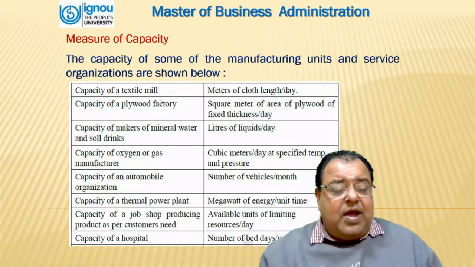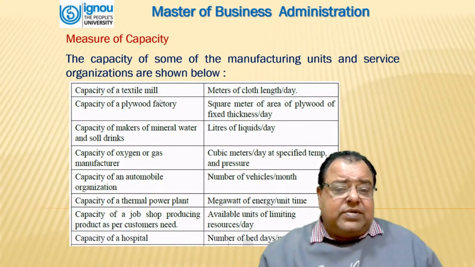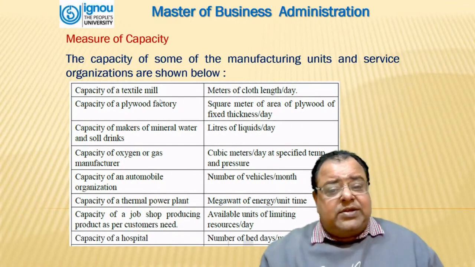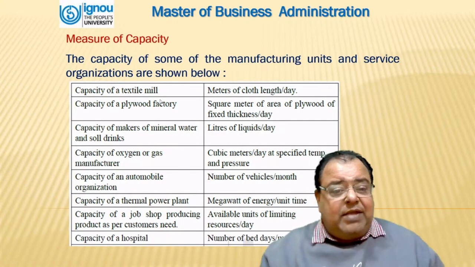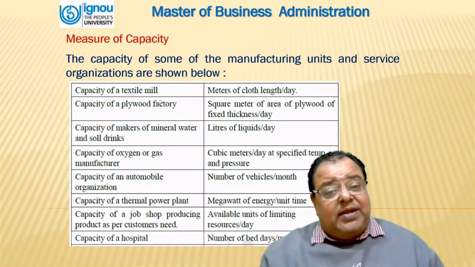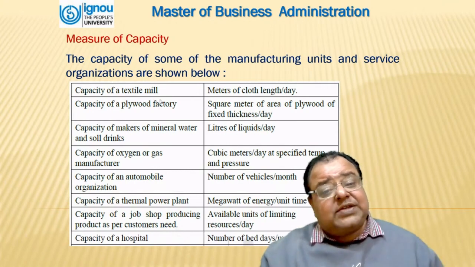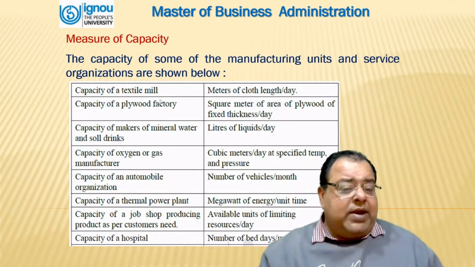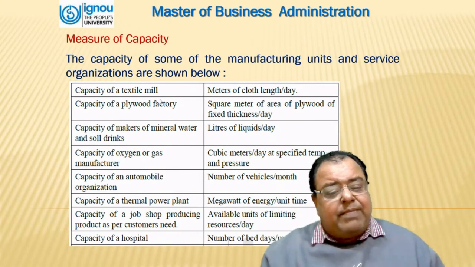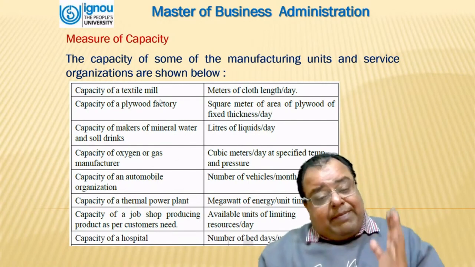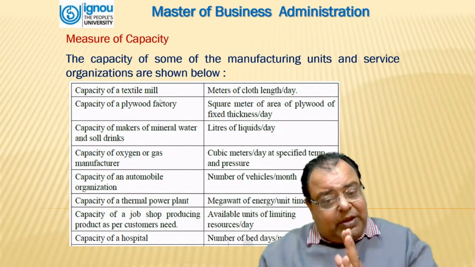How can capacity be measured? The capacities of some manufacturing units and service organizations are shown. That is basically a question: how is capacity measured? The capacity of a textile mill is meters of cloth length per day. For a plywood factory, it is square meters of area of plywood of fixed thickness per day. For mineral water or soft drinks, it is liters of liquid per day. The capacity of a hospital is the number of bed days per month. That means we can see that capacity measurement has different units.